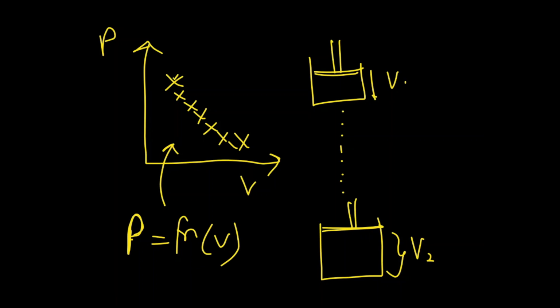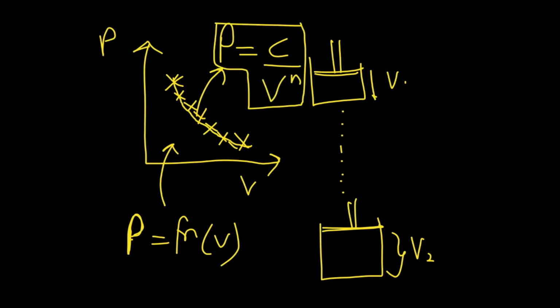So now I can define the path of the process, and now I can definitely comment that, by observing, I am seeing that pressure is equal to constant upon V raised to some power n. So this is what I was able to do once I did the process by quasi-static process.